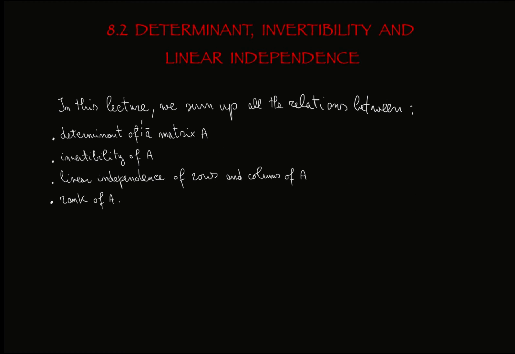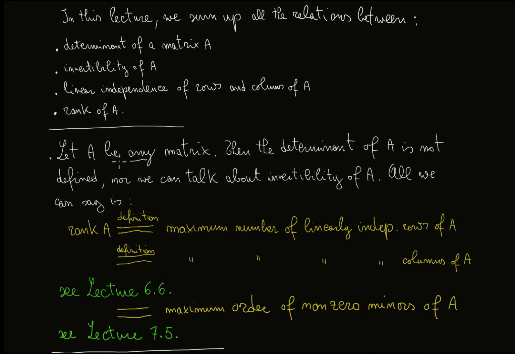In this lecture, we will collect all the results that we know, linking the determinant of a matrix, the invertibility of this matrix, and the linear independence of certain vectors. In particular, the determinant of a matrix A, invertibility of A, linear independence of rows and columns of A, and finally the rank of A.